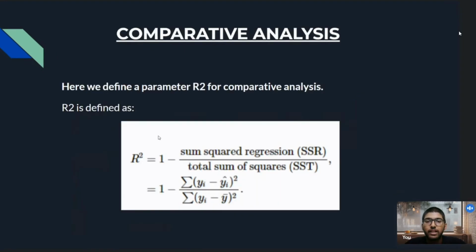Now we will do comparative analysis. For comparative analysis, we will look at the R square parameter and the RMSE parameter. R squared is a statistical measure that represents the proportion of the variance for a dependent variable that is explained by the independent variable or variables in the regression model. So if the R square of a model is 0.50, then approximately half of the observed variation can be explained by the model's input.